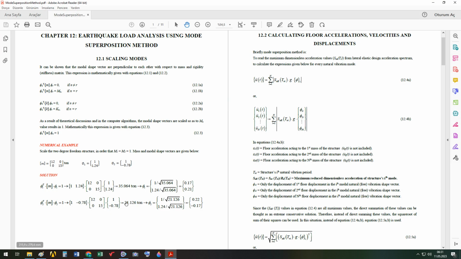Now you see the result is not 1. It's 35 times 0.64. So I divide each term in the mode-shaped vector by the square root of this result. By this way, I obtain the scaled first mode-shaped vector. Using a similar approach, I scale the second mode-shaped vector.